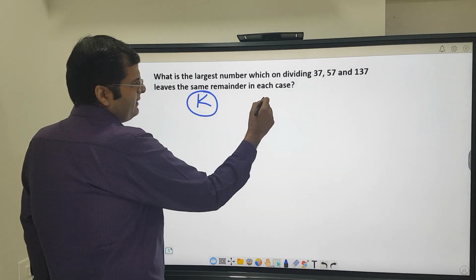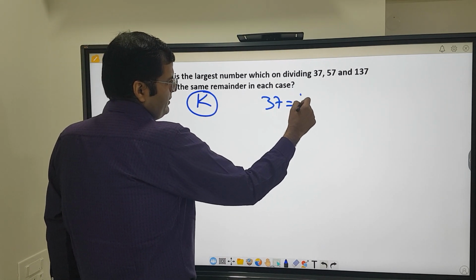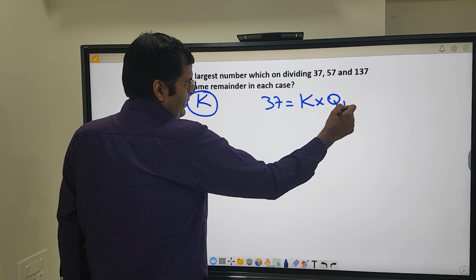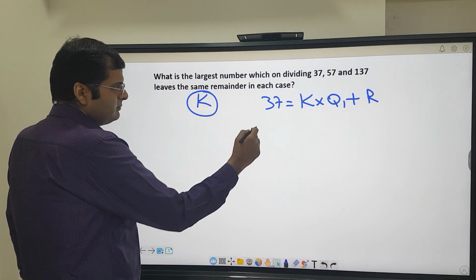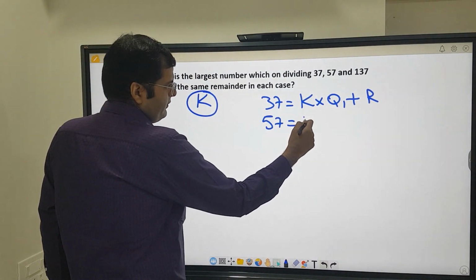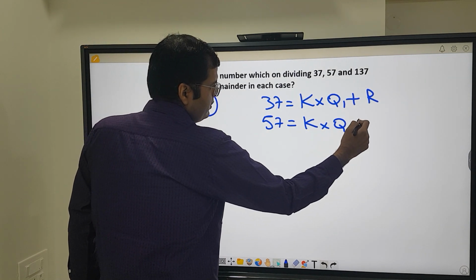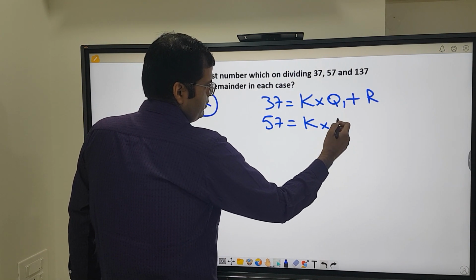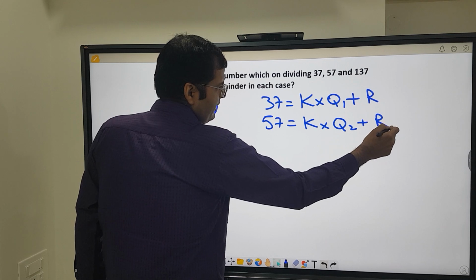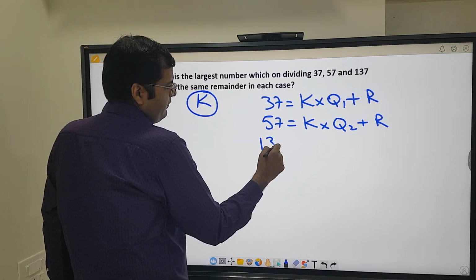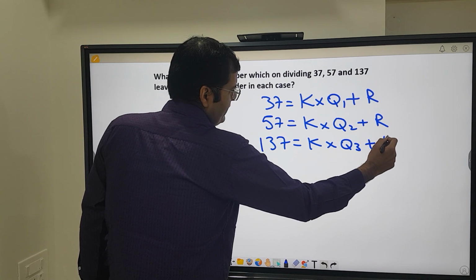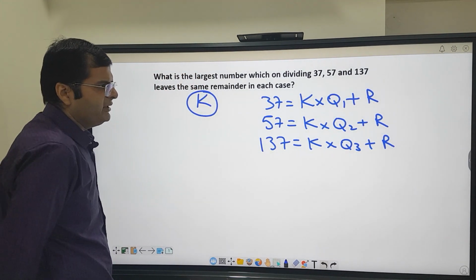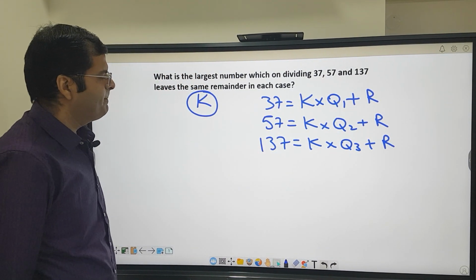So I can write 37 is equal to k into quotient 1 plus remainder r. Similarly, 57 will be k into quotient 2 plus remainder r. Remainder is the same in both cases. Finally, 137 is equal to k into quotient 3 plus remainder r. Again the remainder is the same in all the cases, quotients will be different.